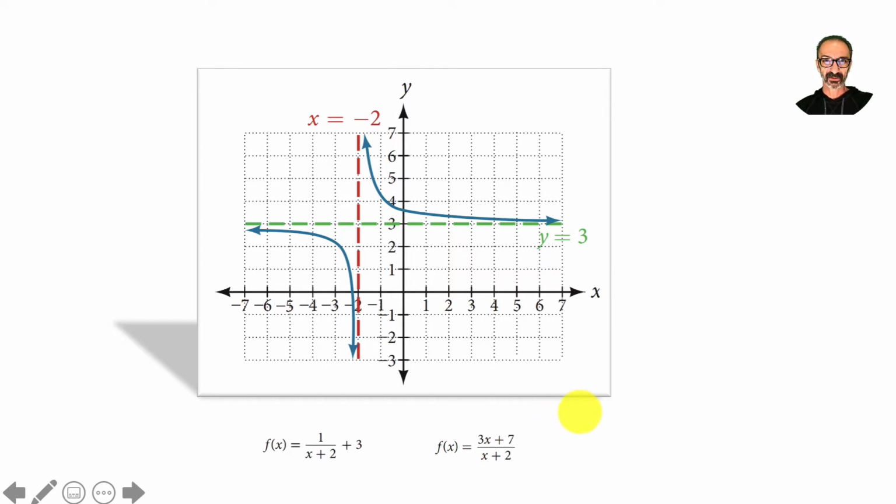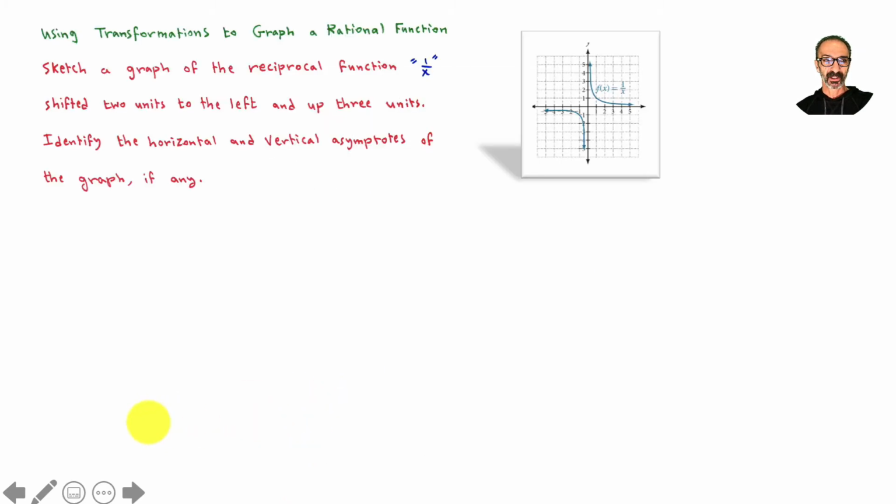Here's one more comment. As x goes to infinity, this will go to 0, right? What do you think? As x goes to infinity, this will go to 0. That will stay with you. So it's almost like it's going to be 0 plus 3, which is 3. You are approaching 3. That's just another comment. Okay, moving on.